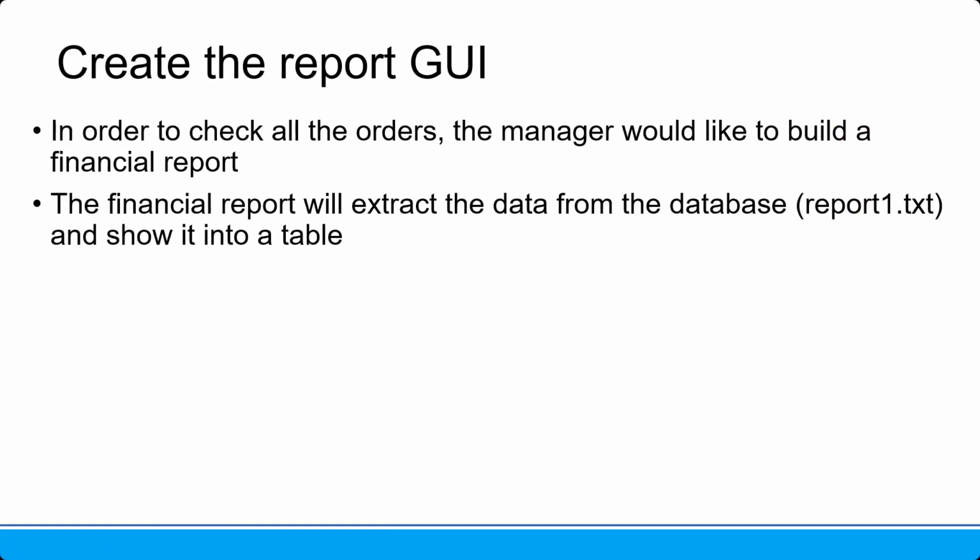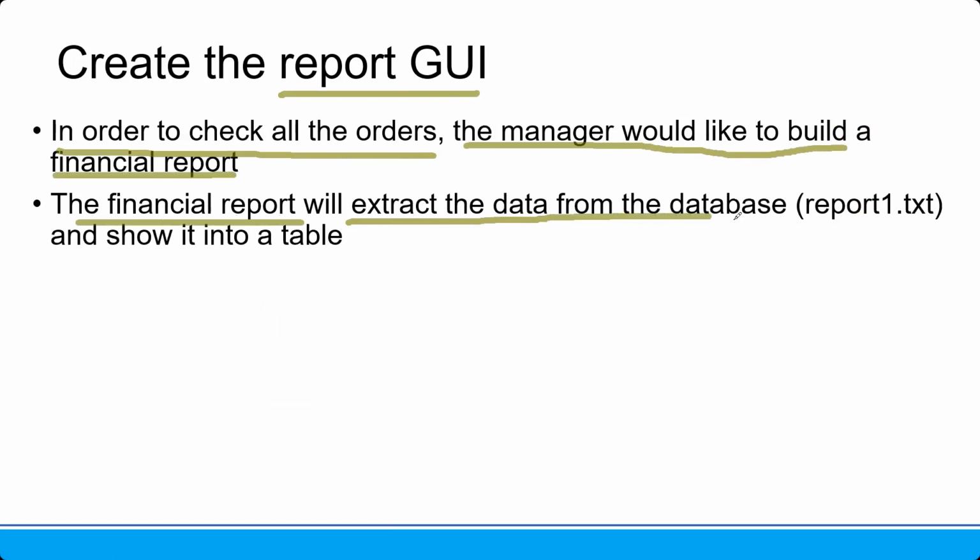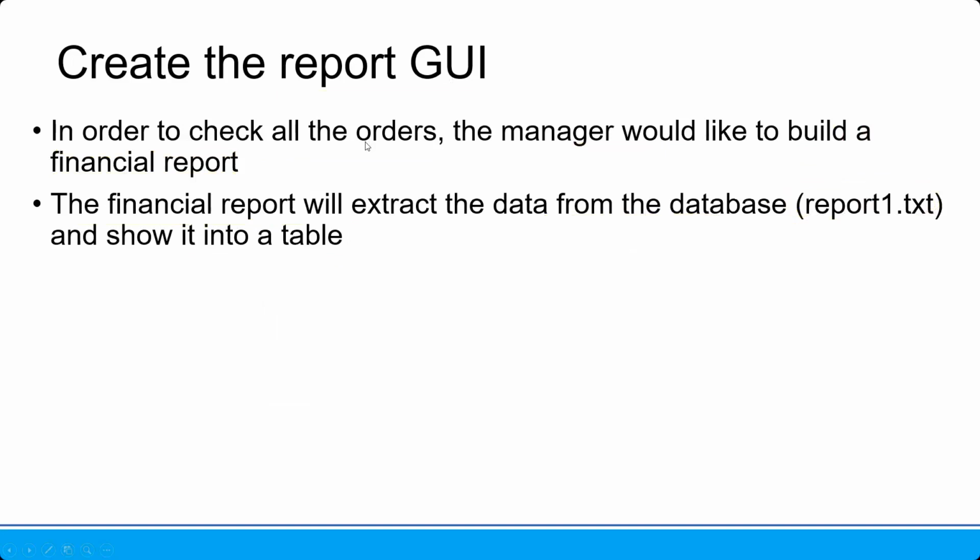Now, the last part in this section is to create the GUI for report. So in the report, it means we are going to check all the orders. It means the manager would like to build a financial report. So this financial report will extract the data from the database, that is the report.txt, and we would like to show it in a table. Okay, now let's create the report GUI.